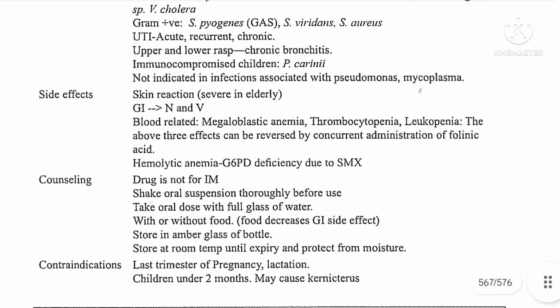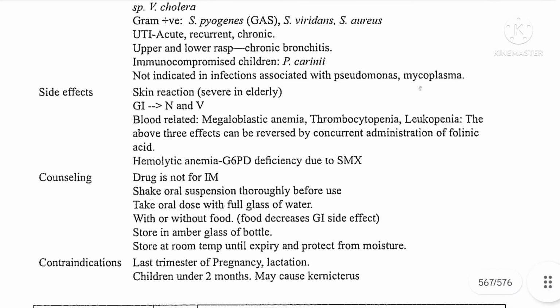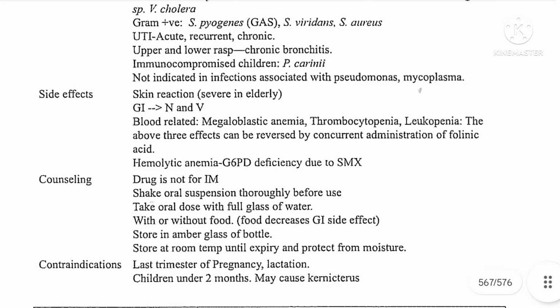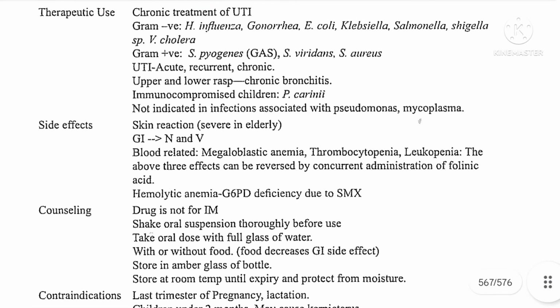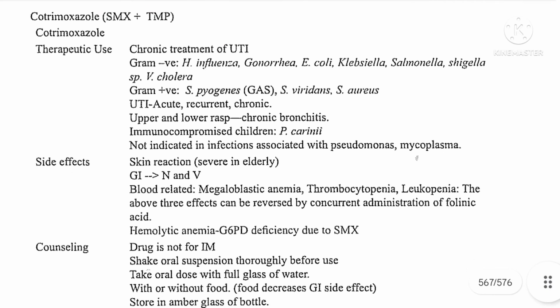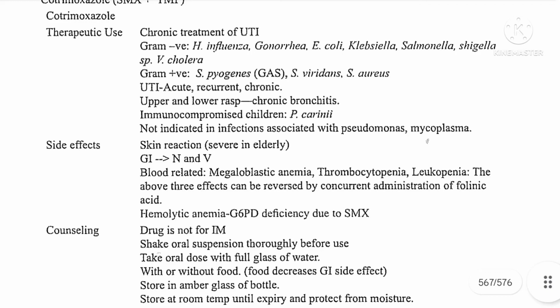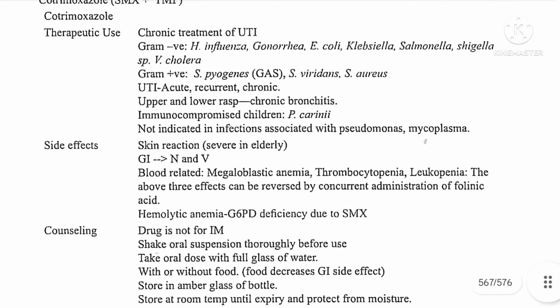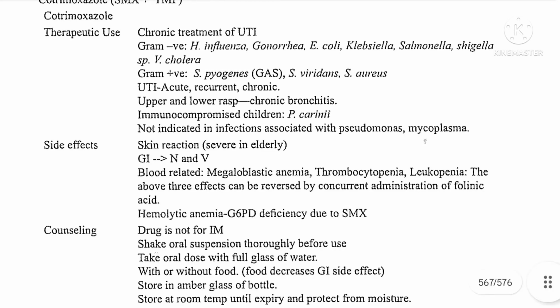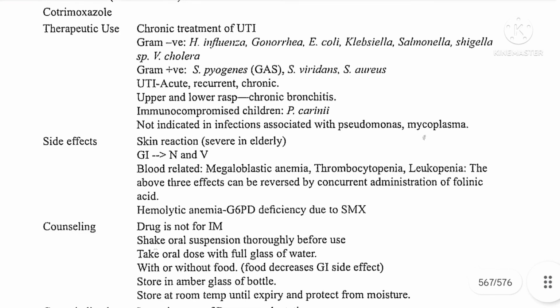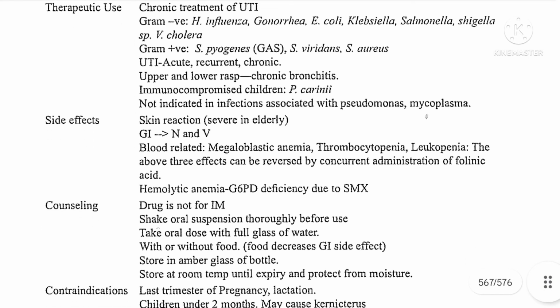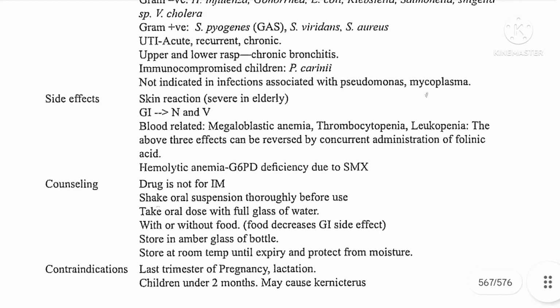Obviously the above three effects can be reversed by concurrent administration of folinic acid. What is folinic acid? Basically this drug lies in the category of folate antagonists. So folinic acid activates this pathway and produces DNA synthesis and RNA synthesis. So ultimately there is formation of all of the cell lineages, that are the platelets, WBCs, and RBCs. So this is basically the antidote in some way.